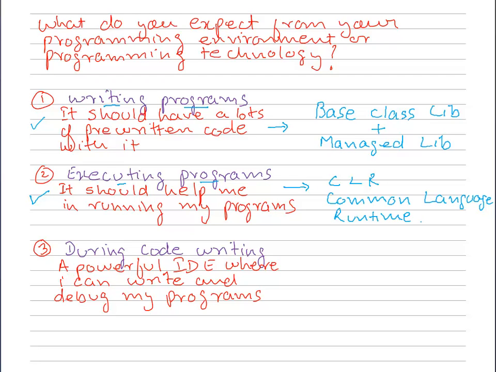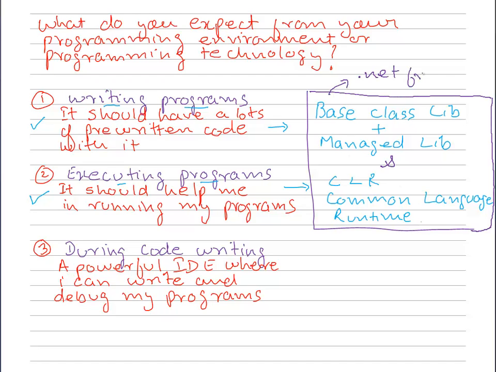So now if we have to give a definition of what a .NET framework is, we would say that .NET framework is basically a combination of the coding environment and the runtime environment. So it's basically a combination of the pre-written functionality that you get and the common language runtime that helps you in executing your program. So this is what is called a .NET framework.